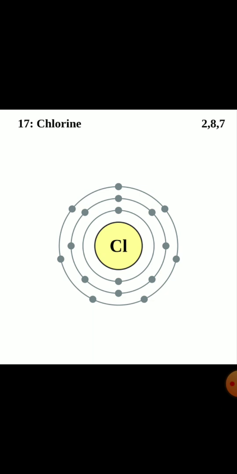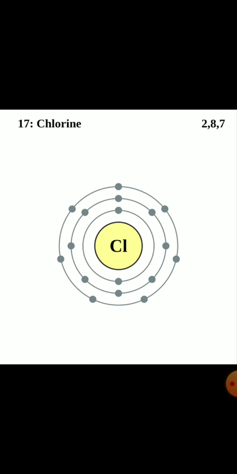Okay, so out of 17 we will fill 2 electrons in the first orbit. How many will be left? There will be 15 electrons left. Now in the second orbit, we can fill a maximum of 8 electrons. So out of 15, we will fill 8 electrons. Now how many are left? 7 electrons are left. So those 7 electrons will be filled in the third orbit.